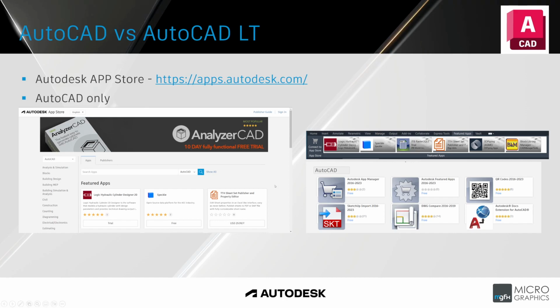And then there is also a view. If you go inside AutoCAD, you'll see there's a featured apps tab, and you'll see I've got these apps that I can use. Click on it, it takes you to the website, download it, install it, and then start using it.